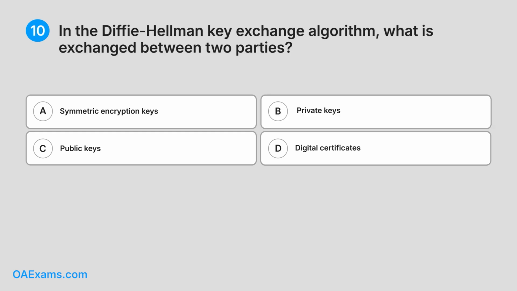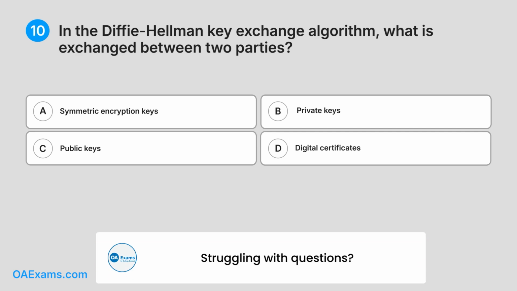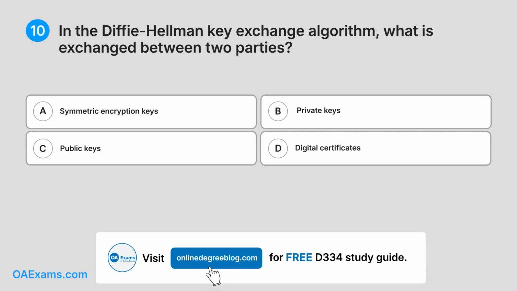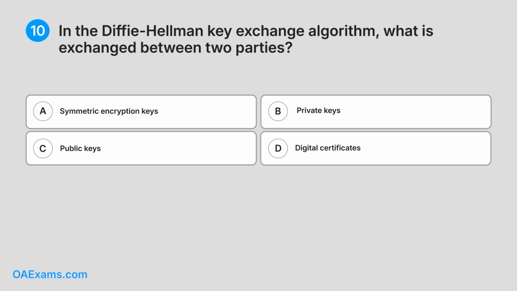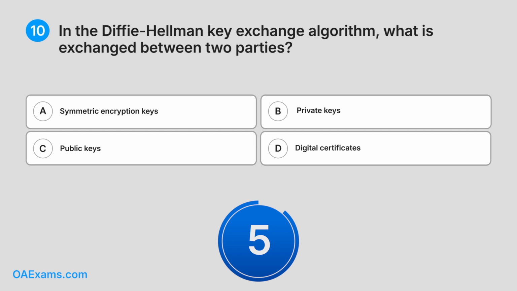10. In the Diffie-Hellman key exchange algorithm, what is exchanged between two parties? A. Symmetric encryption keys. B. Private keys. C. Public keys. D. Digital certificates. What do you think is the answer?